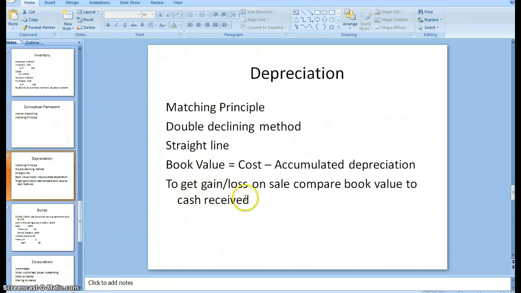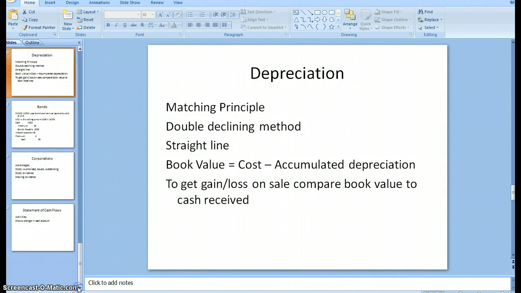To get the gain or loss on the sale of an asset, you're going to compare the book value, which is cost minus accumulated depreciation, to the cash received. If the book value is more than the cash, you have a loss. If the book value is less than the cash received, you're going to have a gain. So you have to be able to do that on the exam, figure the gain or loss. You also have to be able to do the double declining method. So you've got to be able to calculate book value on the exam.